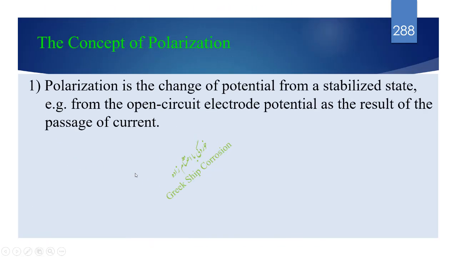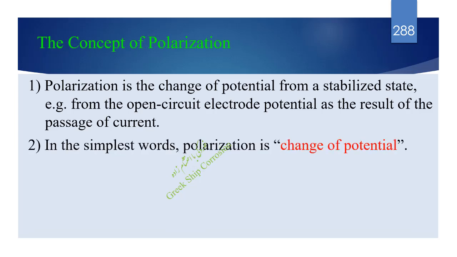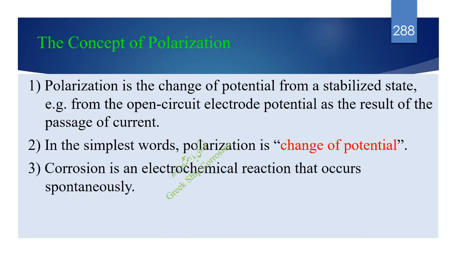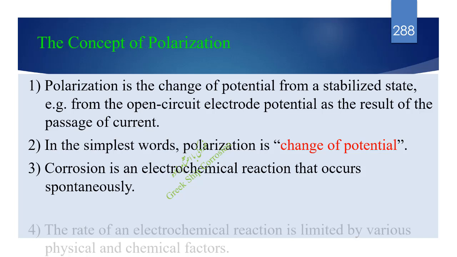The concept of polarization. Polarization is the change of potential from a stabilized state, for example, from the open circuit electrode potential, as the result of the passage of current. In the simplest words, polarization is change of potential. Corrosion is an electrochemical reaction that occurs spontaneously.